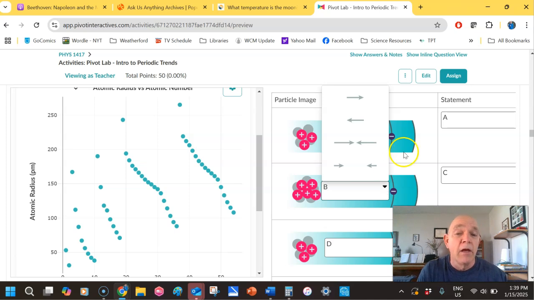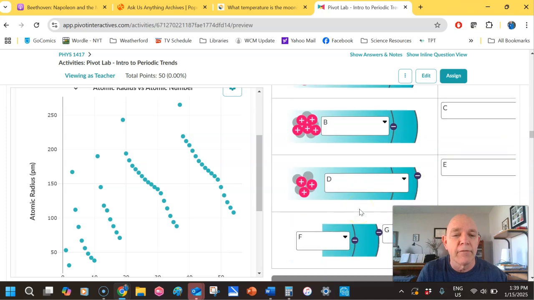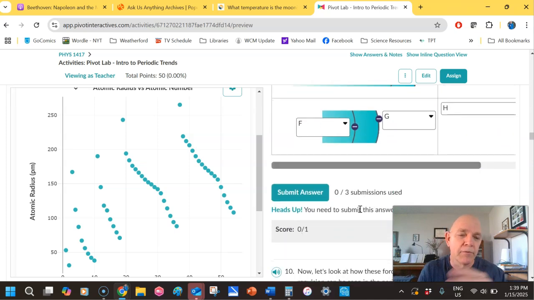And is it going to be a small force or a larger force compared to this first one up here? Okay. And so that's kind of what you're looking at for each of those. That one's a little confusing, but you have 3 submissions, so you should be able to get there.